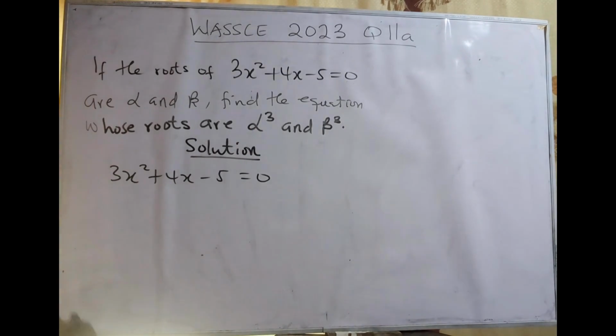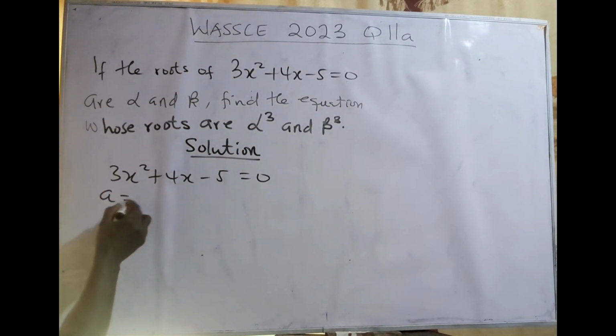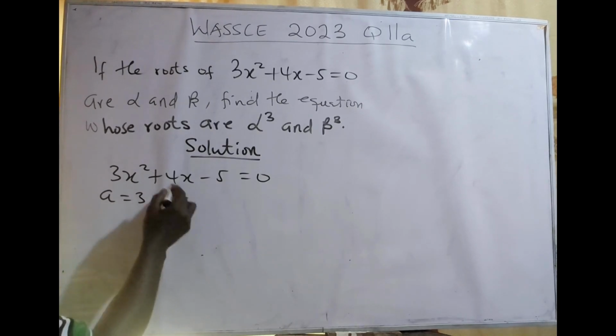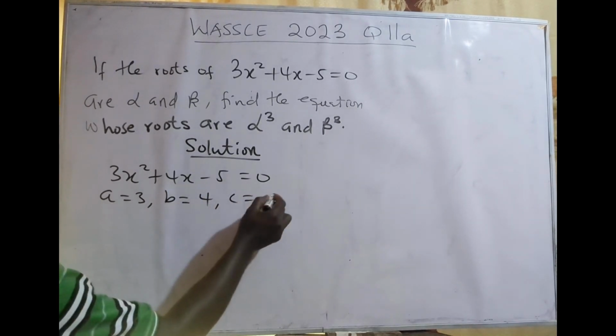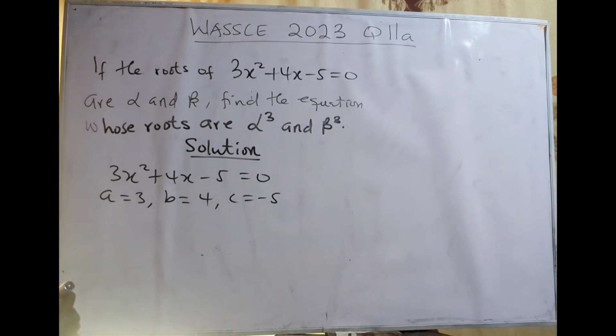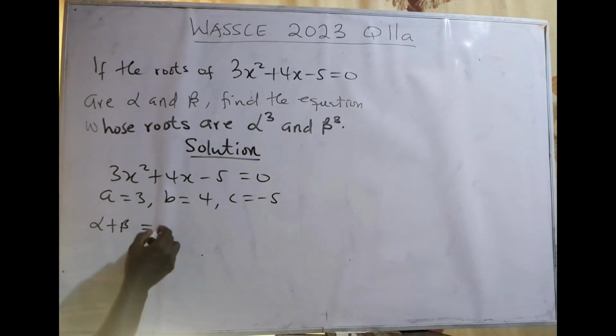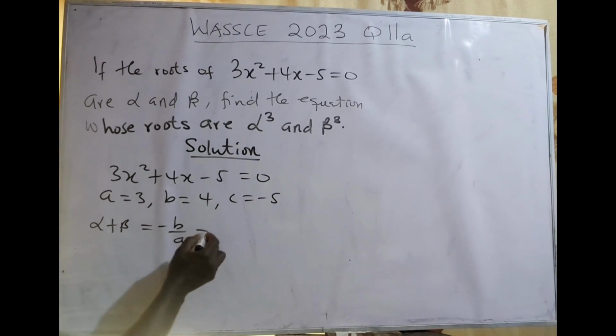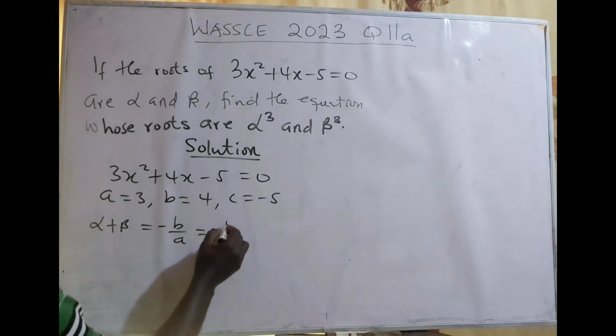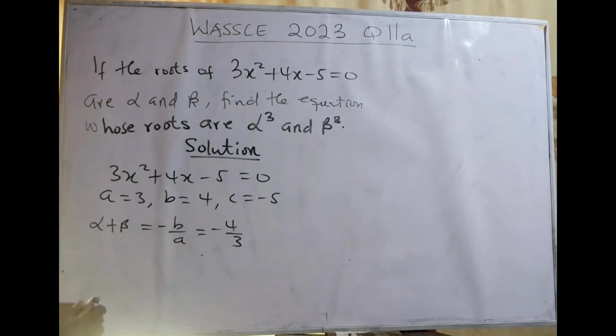All right, because the equation we are finding has roots alpha cube and beta cube. Okay, so the first thing we do is to find our a, which is 3, our b is 4, and our c is negative 5. All right, so we are going to find alpha plus beta here, that is the sum of the roots. What is alpha plus beta? Minus b over a. We have already learned this. So minus 4 on 3.